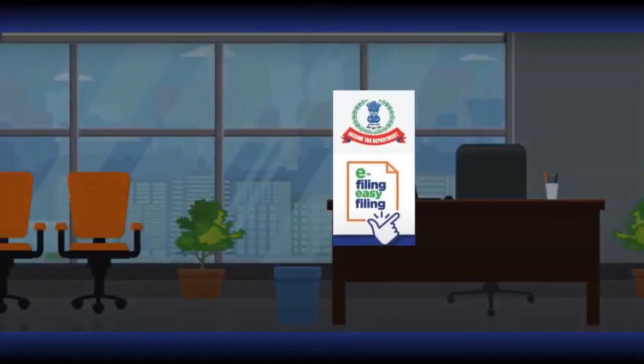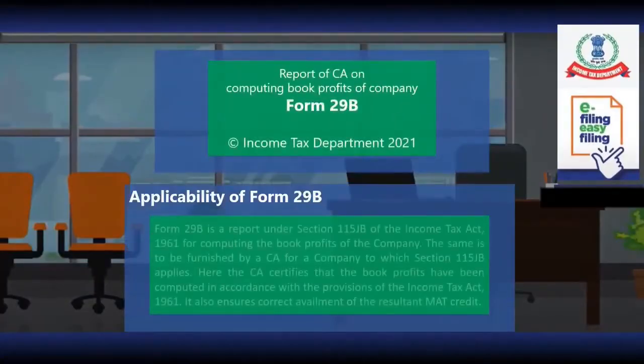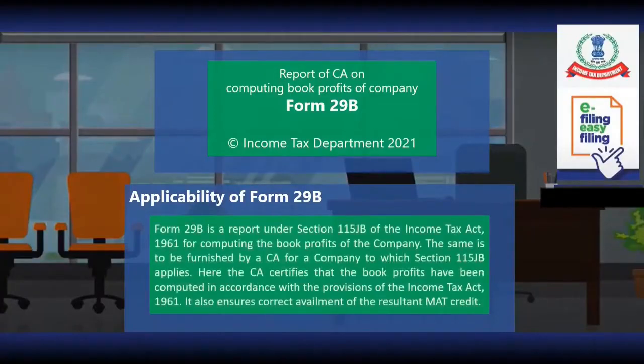This video is on Form 29B, which is a report of a chartered accountant on computing book profits of a company. Form 29B is a report under Section 115JB of the Income Tax Act for computing the book profits of the company. Here, the chartered accountant certifies that the book profits have been computed in accordance with the provisions of the Income Tax Act. It also ensures correct availment of the resultant MAT credit.